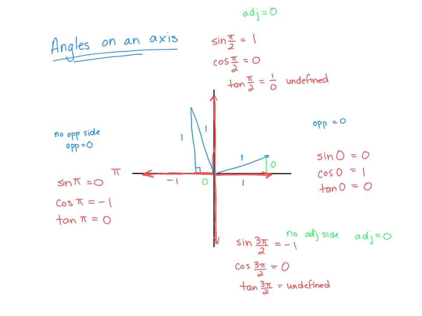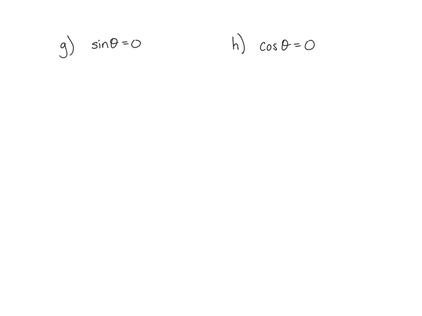So if we think about which side does not exist, then that can help us when determining the ratios for angles on our axes. So now we've talked about being able to state the ratio when we are given an angle, but we also need to be able to work backwards from the questions that we were just doing before.